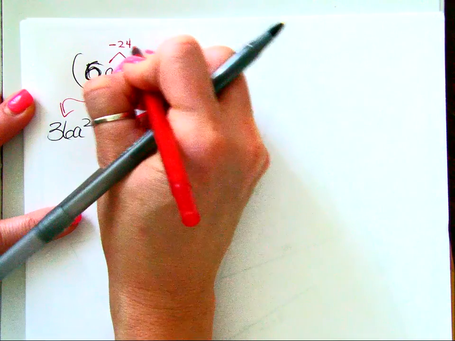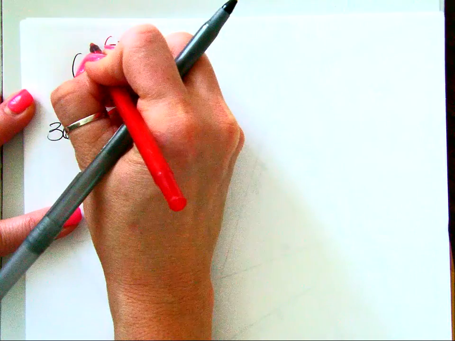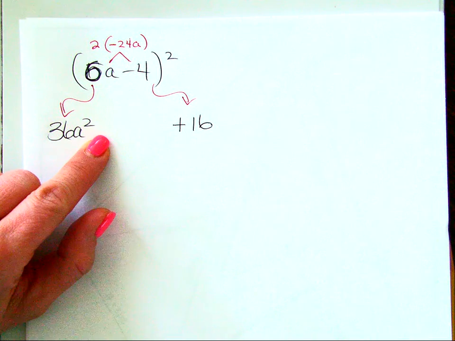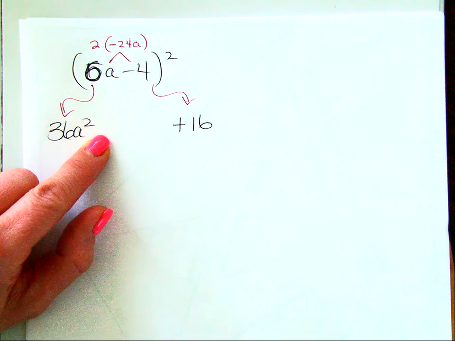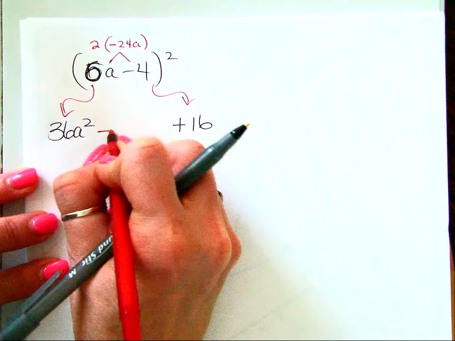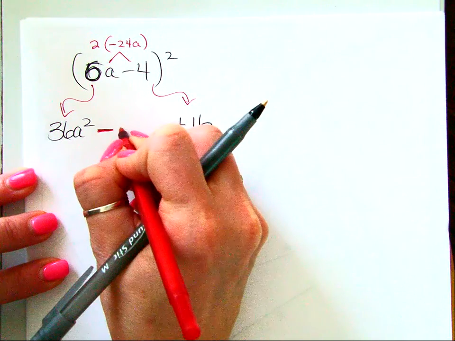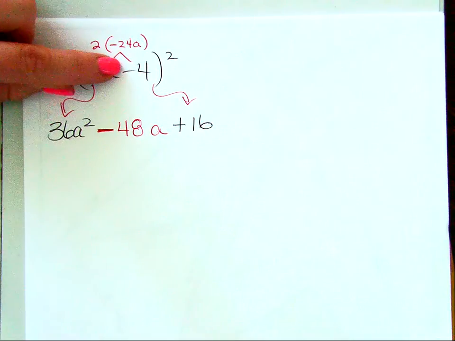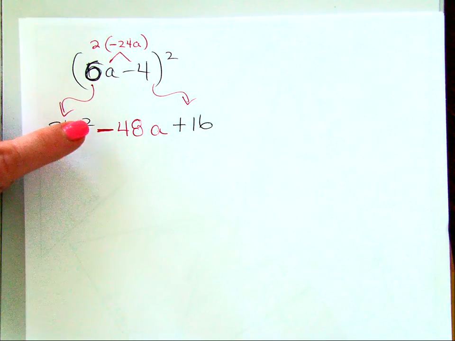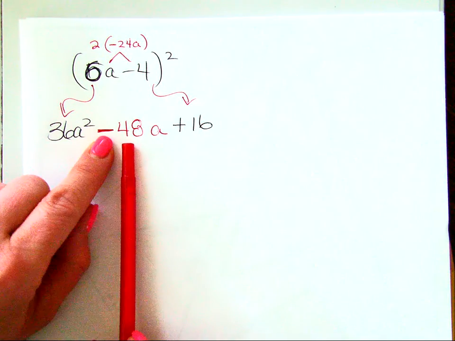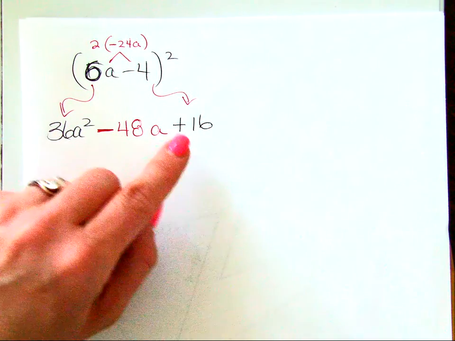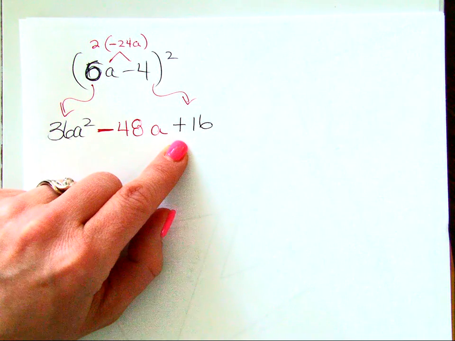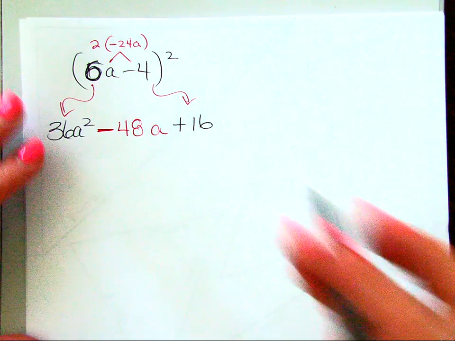Because if you have two negative 24a's, you have a negative 48a, right? Look. So the middle sign for this term is whatever sign you're given, and the end will always be a plus, right? Okay. Let's just do one more. I'll give you one more and see if you can figure it out.